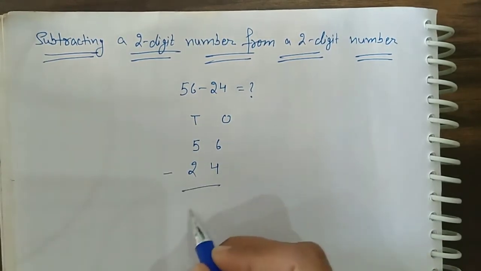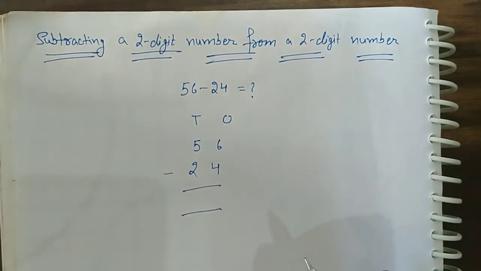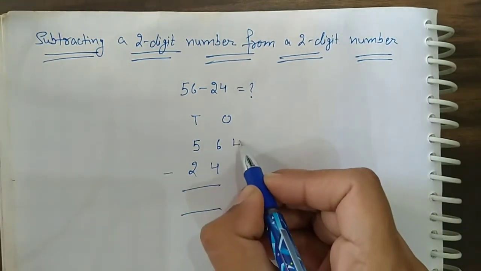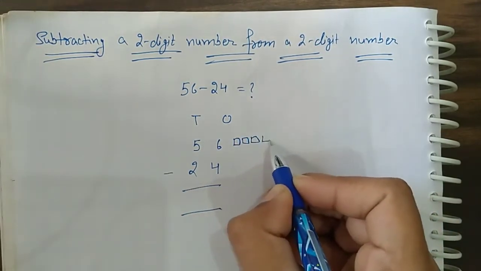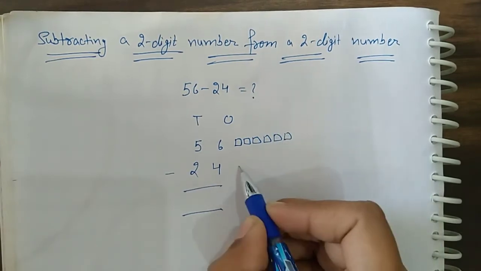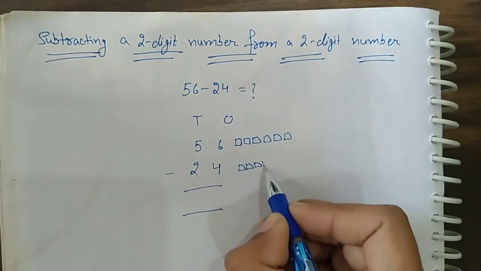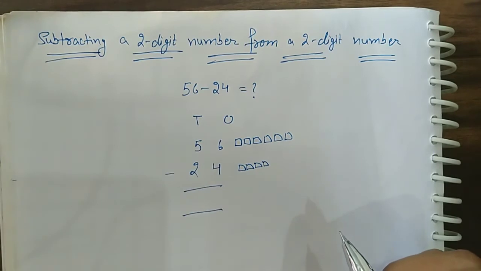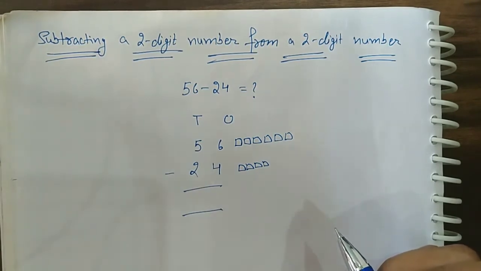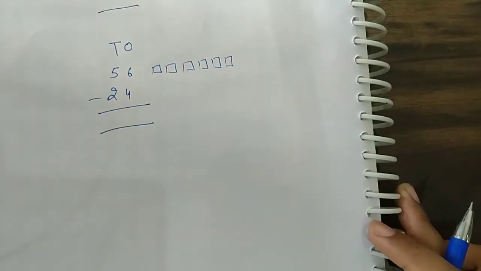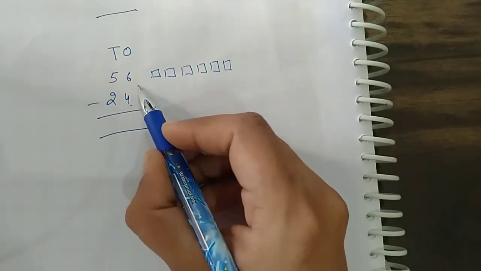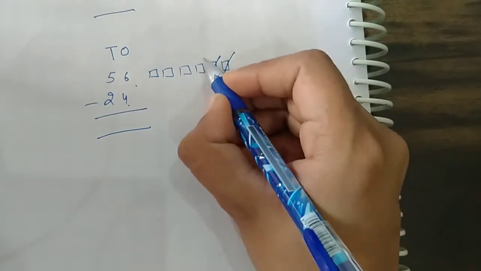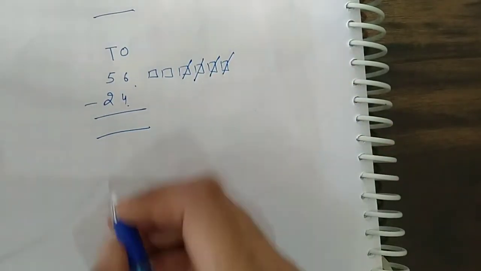Now we have to subtract the digits in ones place first. We have to subtract 4 from 6. 1, 2, 3, 4. We are left with 2. So I write here 2.